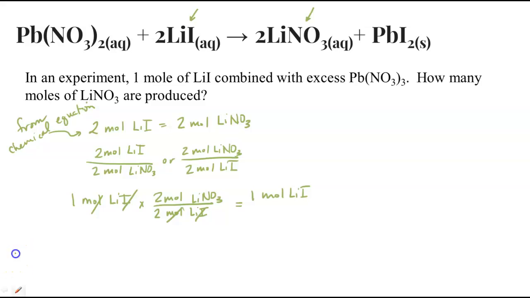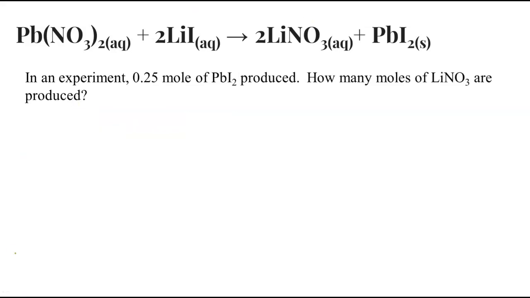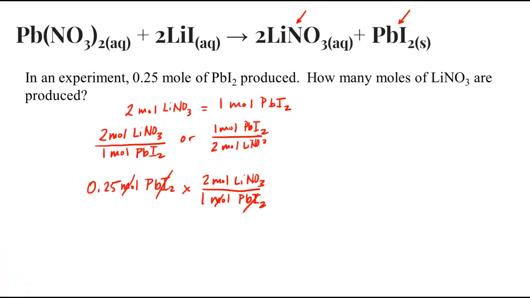Let's try one more. Same thing, go ahead and try this one on your own. Put it into your notes. Stop the video now. Did you get this as an answer? Again, always check to make sure that your units cancel out. And the answer works out to be 0.5 moles of LiNO3. And that's it.